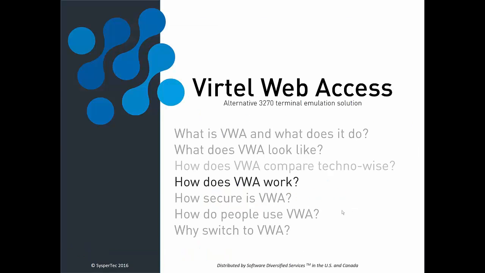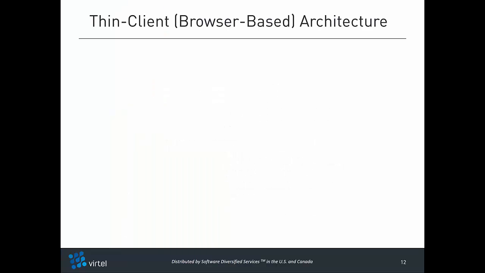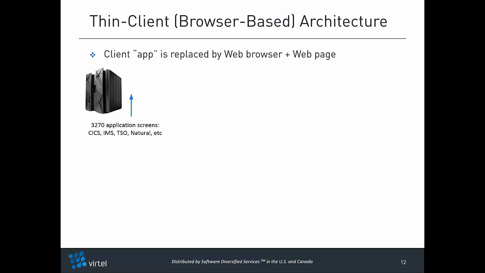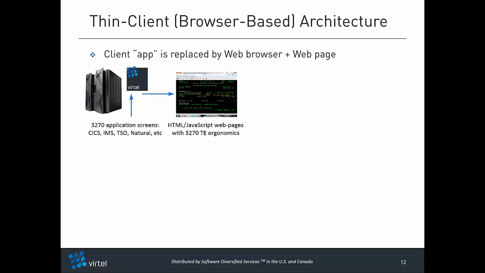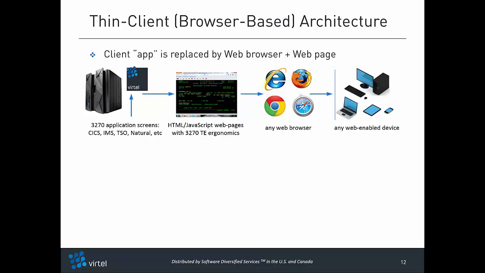Now, let's see how Virtel Web Access works. Virtel Web Access relies on a thin client web browser-based architecture, which means that the emulation program or client app that most terminal emulators rely upon is replaced by the client's web browser, to which Virtel Web Access serves an HTML JavaScript web page. Application screens, such as those of CICS, IMS, TSO and other 3270 applications, are served by Virtel Web Access as HTML JavaScript web pages with 3270 terminal emulation ergonomics. Those pages can be rendered by any web browser running on any web-enabled device.